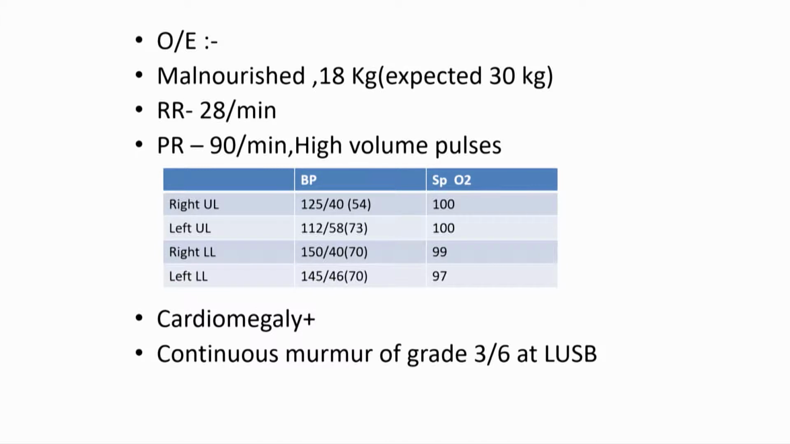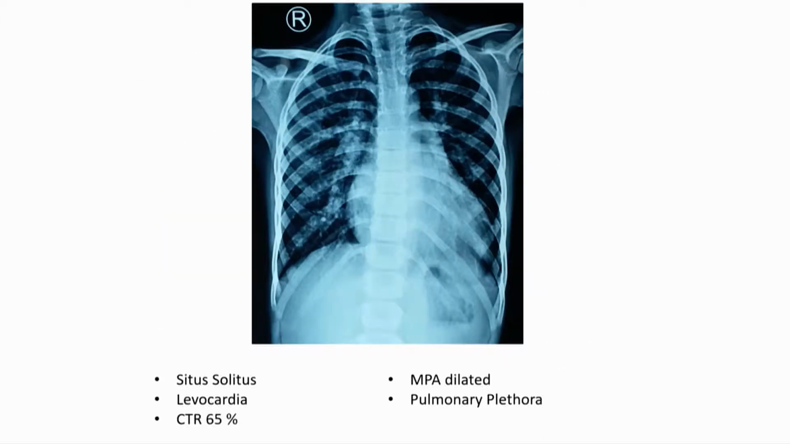On examination, he is severely malnourished, weighing 18 kg against an expected weight of 30 kg, with a respiratory rate of 28 per minute. Pulse rate is 90 per minute. His four-limb BP and saturation is showing wide pulse pressure. Cardiomegaly, as evidenced by the apex beat in the left fifth intercostal space, 1 centimeter lateral to the midclavicular line. He is having a continuous murmur of grade 3/6 at the left upper sternal border.